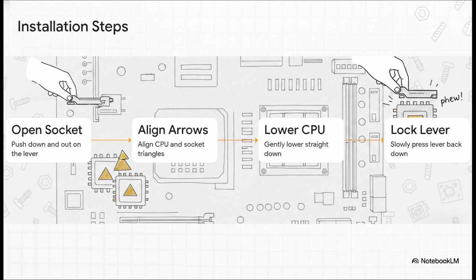Step 1. Push down and out on the motherboard's metal retention lever to pop the socket open. Step 2. Find the tiny golden triangle on the corner of the CPU and align it perfectly with the matching triangle on the socket. Step 3. Gently lower the CPU straight down into the socket. Do not push it, do not click it, just let gravity do the work.